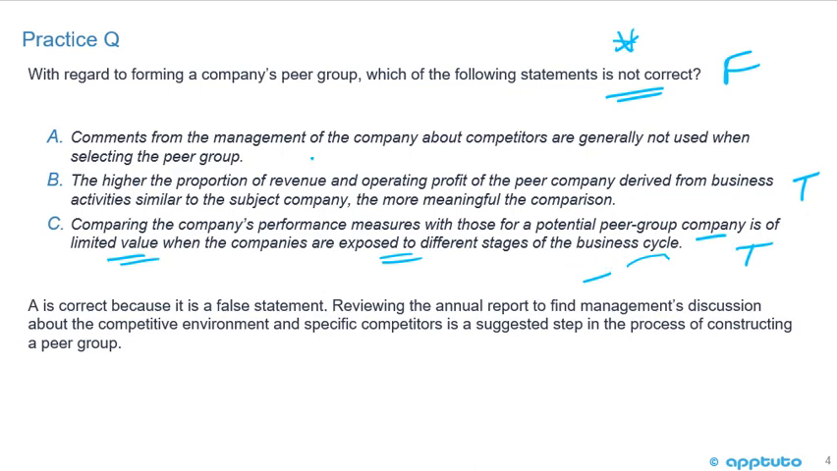Finally, we'll look at A, comments from the management of the company about competitors are generally not used. No, that's the wrong word there. They are generally used when selecting the peer group. Absolutely, we saw that. So that's the one word making that sentence false. So A is correct because it is a false statement. Reviewing the annual report to find management's discussion about the competitive environment and specific competitors is a suggested step in the process of constructing a peer group.